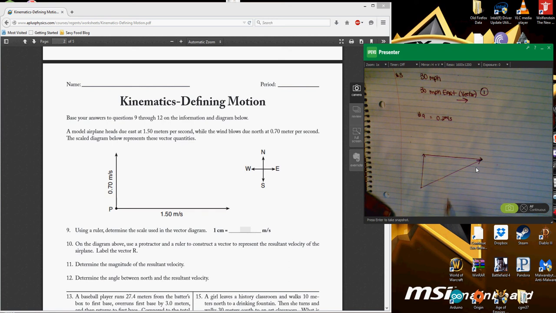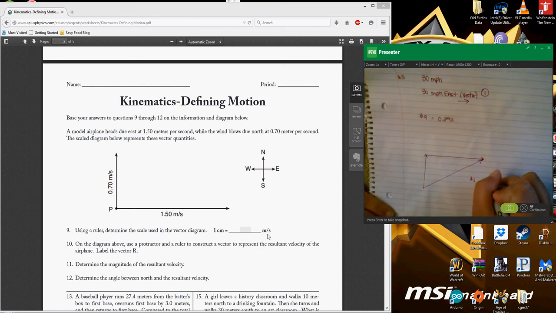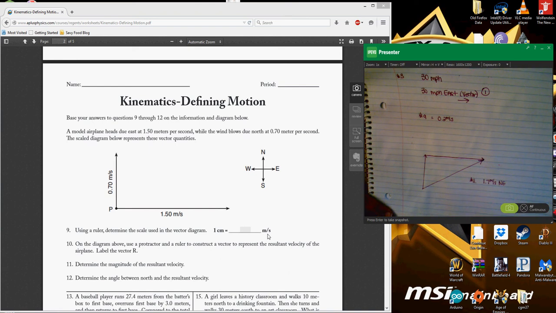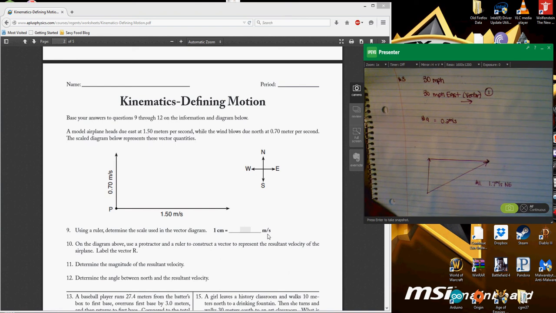So you should have your 1.5 meters per second, which is in this direction. What you want to do is take that from the bottom and move it up to the top. That way it's located here and connected to your 0.7 meters per second. And that way, when you construct your resultant from tip to tail, that resultant direction is going to be in the correct direction.